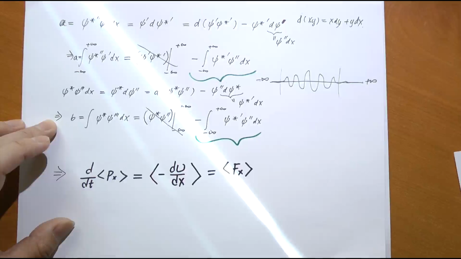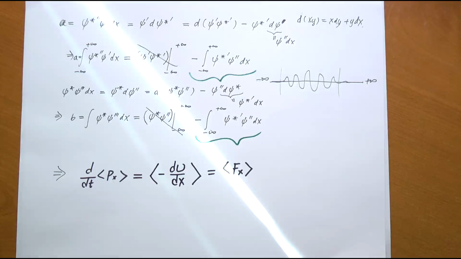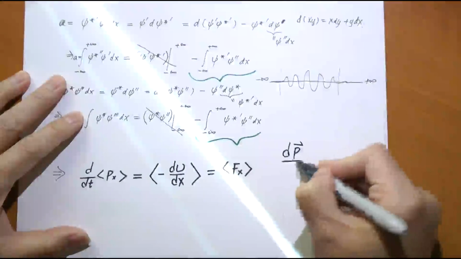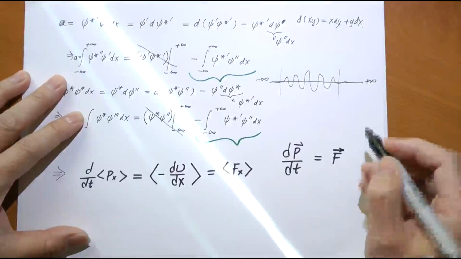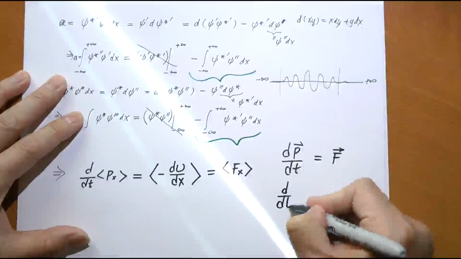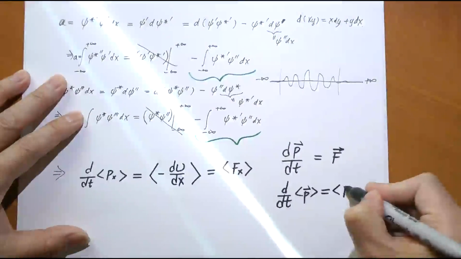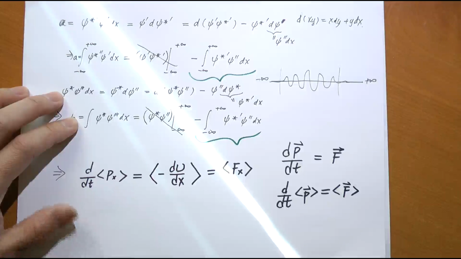This is Newton's second law, folks. This is Newton's second law in its quantum version. Okay, again, it's the quantum version. We're not stuck with a single value of p. Therefore, we have to take the expectation value instead. Newton's second law in the classical sense says dp over dt equals F. Here in quantum mechanics it says d dt of the expectation value of p equals the expectation value of F. That is the difference.